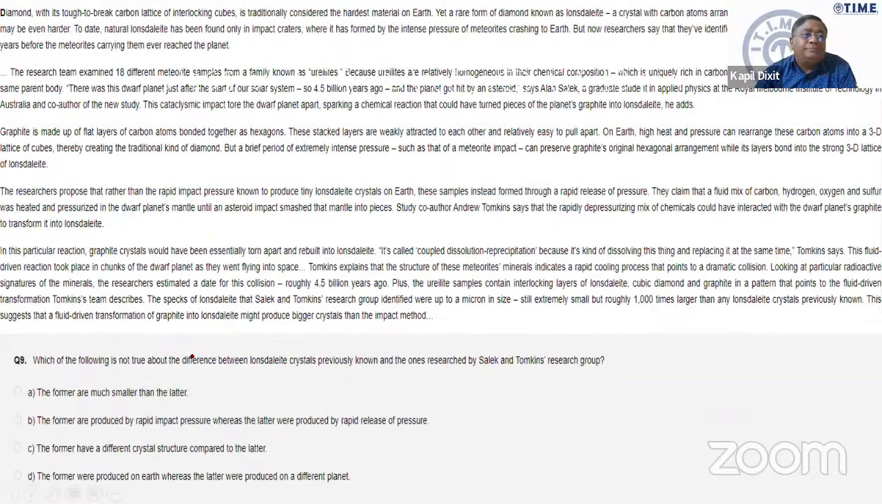Question number 9. Which of the following is not true about the difference? This one on diamond. Now, Lonsdaleite, diamond, diamond category, diamond crystal. This was interesting, this was easy. You could have attempted it at number 1 position also. You could have attempted 1 and 3. You could have attempted these 2 passages and you could have moved out easily.